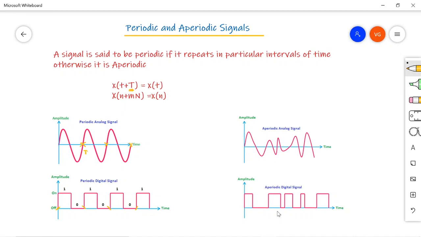So if you observe the digital signal, 1, 0, 0, 1, 1, 0, 1, 1, 0, 0, 1, and then 0, 0, 1, 1. The signal is going on, but it is not repeating at any particular interval of time. So such type of signals we call aperiodic digital signals.